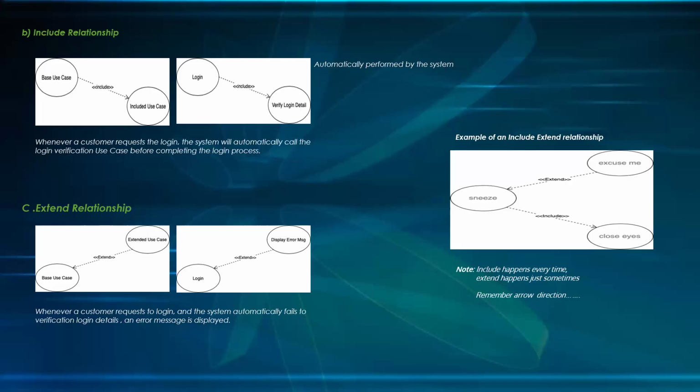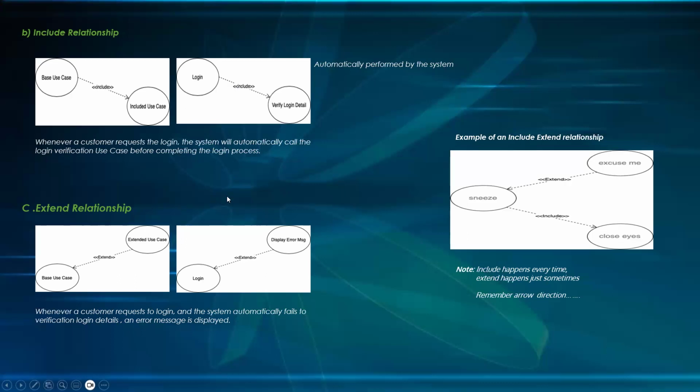Now, this is one important thing that you need to know. You see the direction of the arrow. You can see that the connection there is broken, and the arrow is pointing directly to the include use case, which is verify login. So this use case has to be completed for this base use case to be complete. So it's mandatory. That's why we call it include.